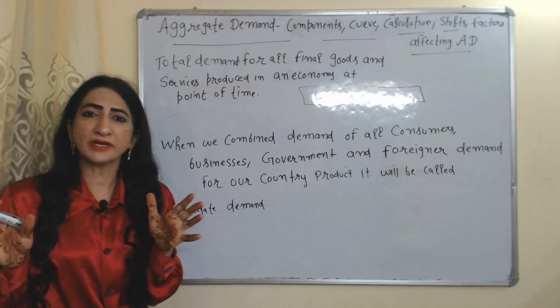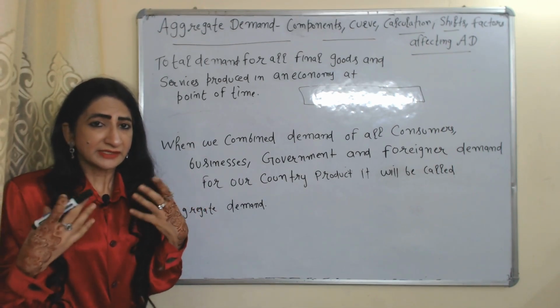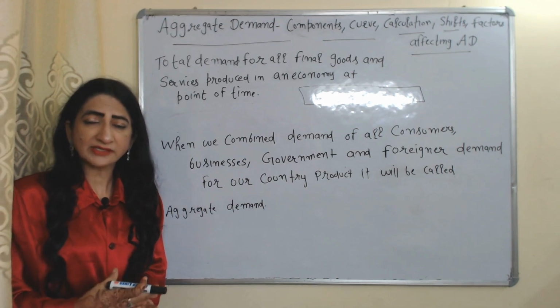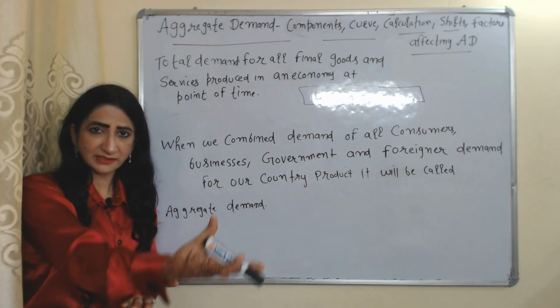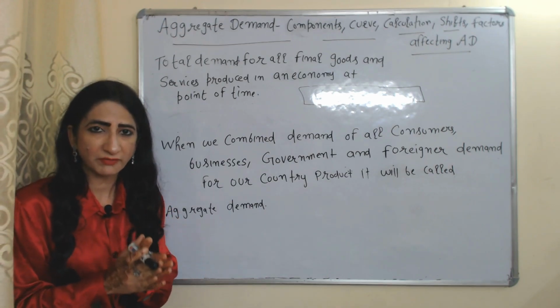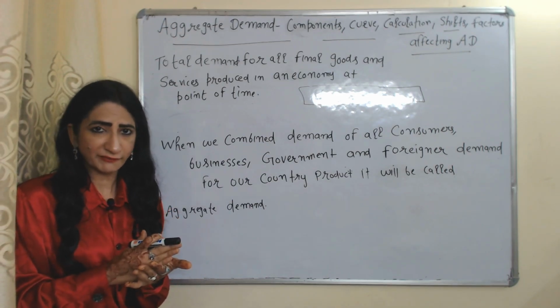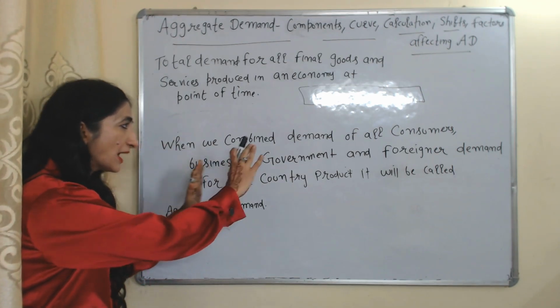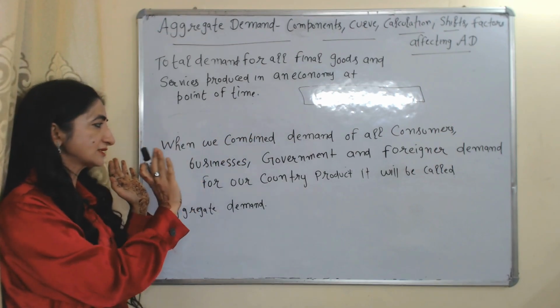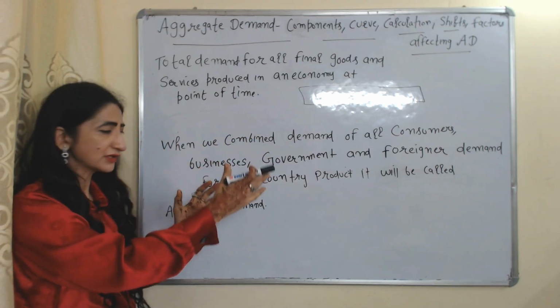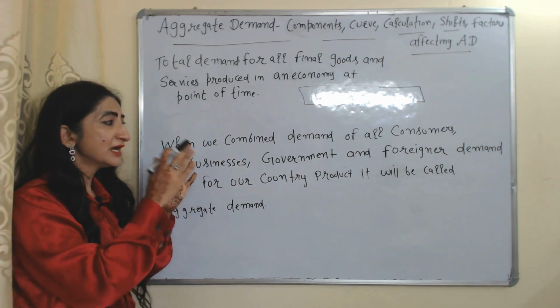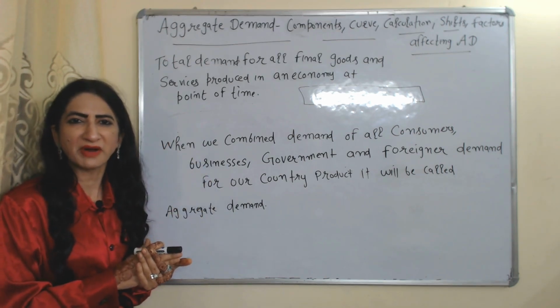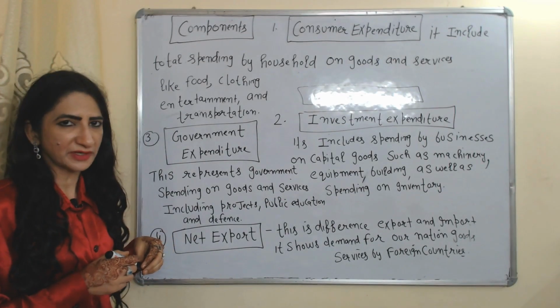As we know, so many goods produced in our economy. Some are demanded by consumers, some are demanded by businesses, some are demanded by government, some are demanded by foreigners. When we combine the demand of all consumers, businesses, government and foreigners for our country product, it will be called aggregate demand. Now we'll see components of aggregate demand.